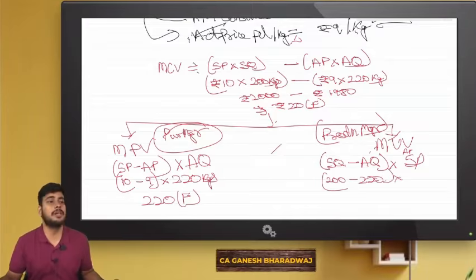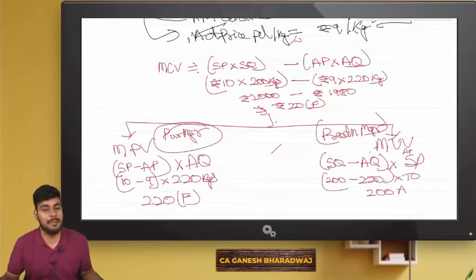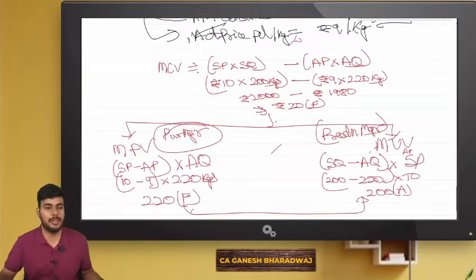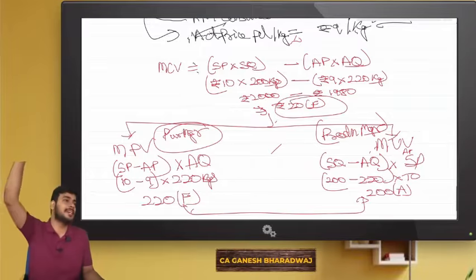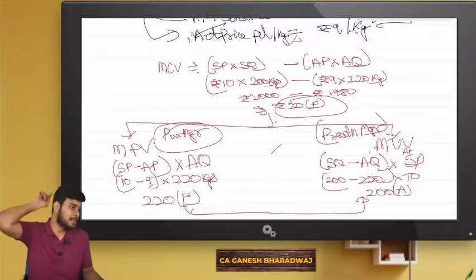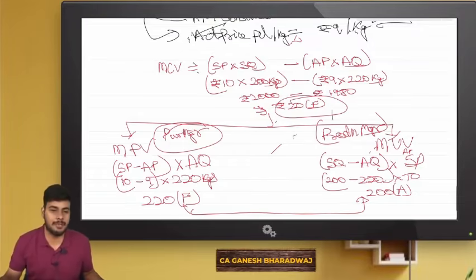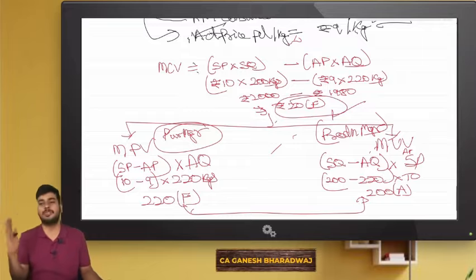How much is that? 10. So now you tell me you have consumed 20 kgs more into 10. So it is 200 adverse. Correct or not? And if you net off the two, you get 20 favorable. And that is your daddy on the top. Are you clear with this?